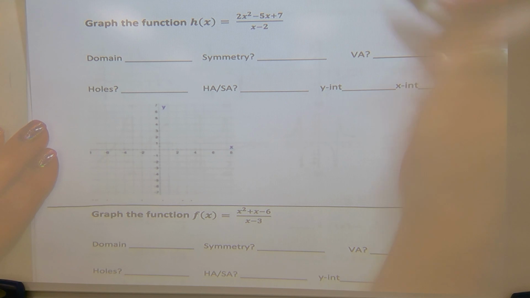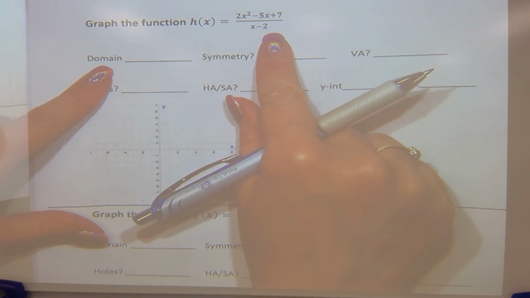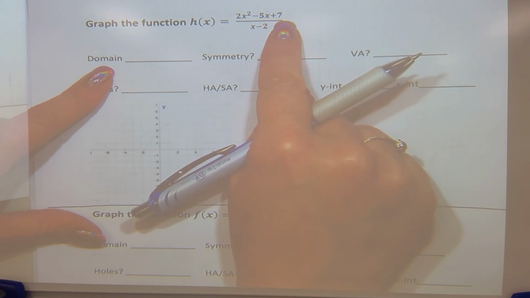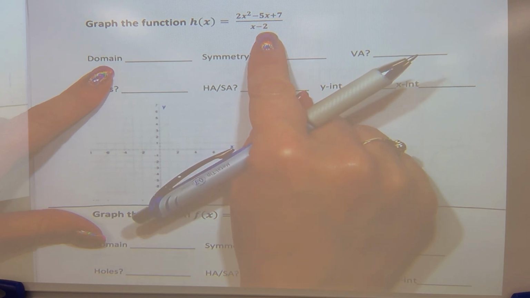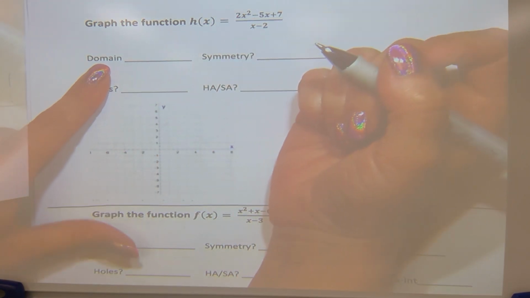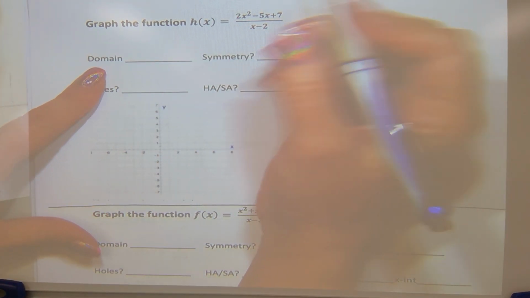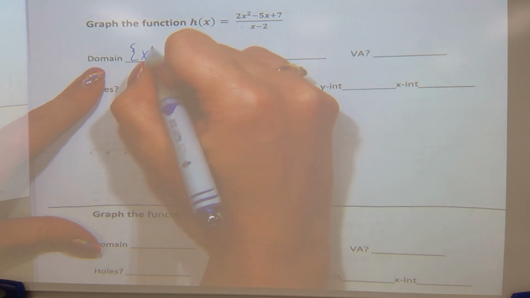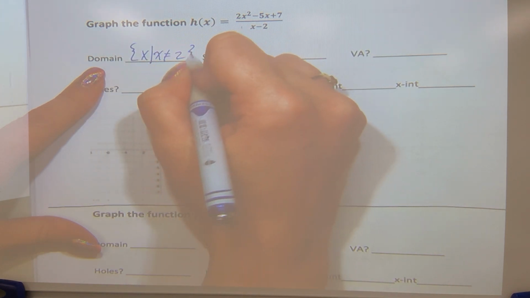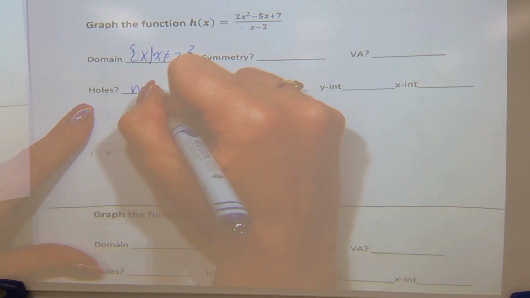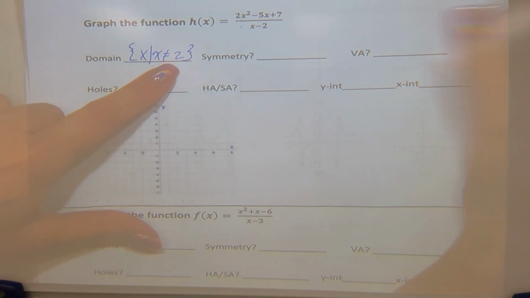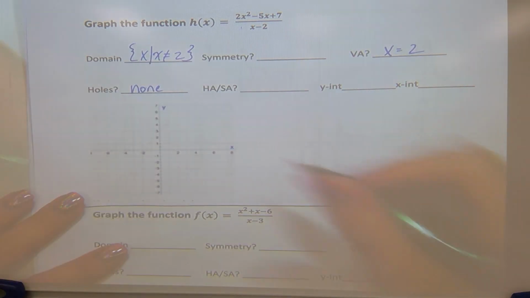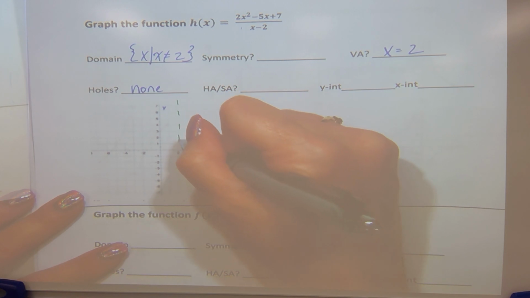Okay. First thing, I want to do domain. I can tell kind of by looking, because I've got some experience, that that's not going to factor. That means that this is in lowest terms, and I don't need to worry about there being a hole in the graph. My domain value that I need to exclude is from the denominator, so all values x except 2. And because it's in lowest terms, I don't have a hole. That value 2 gives me a vertical asymptote, x equals 2. So I'm going to go ahead and sketch in that vertical asymptote.